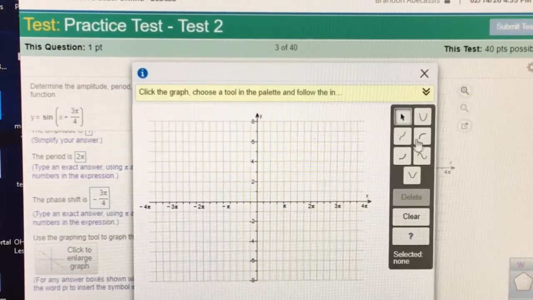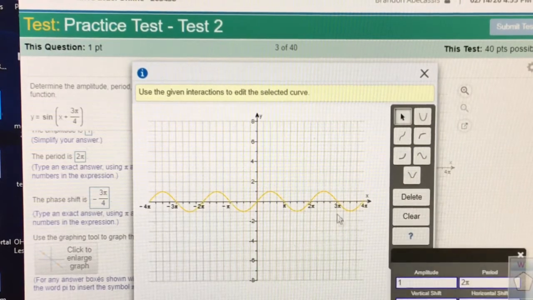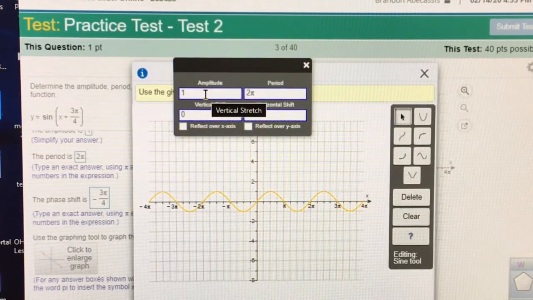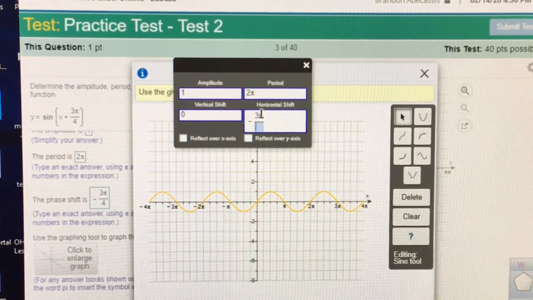To graph this thing, it's sine, so I need to notice it's the word sine, so I'm going to choose that button. Click in, it gives me the items to fix. So the amplitude was 1, the period was 2 pi, the horizontal shift, that's what I'm dealing with, it is negative 3 pi over 4. This might be hard to type. I actually have to type the word 3 pi, divided by 4.